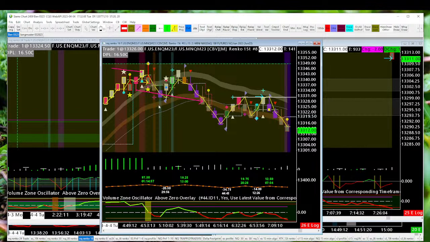For them to turn it bullish again, sorry about the fight or flight, right over my house. Give me a second. Wait, they're fast.